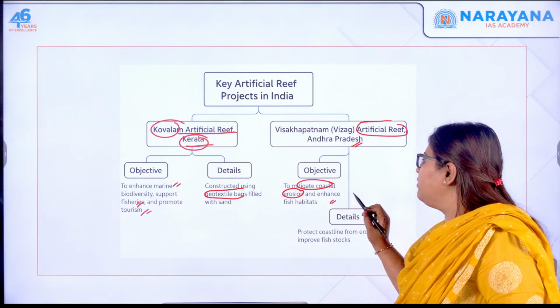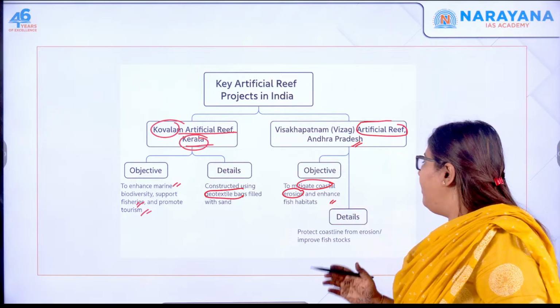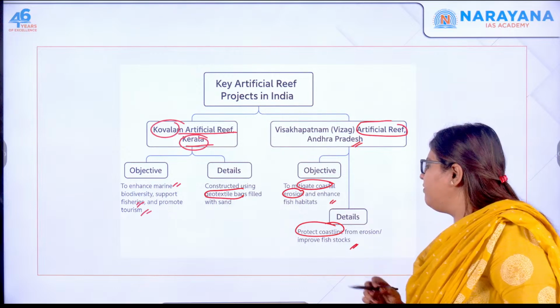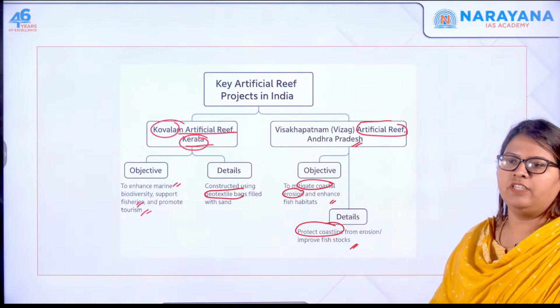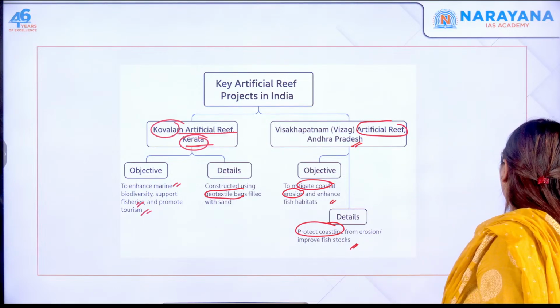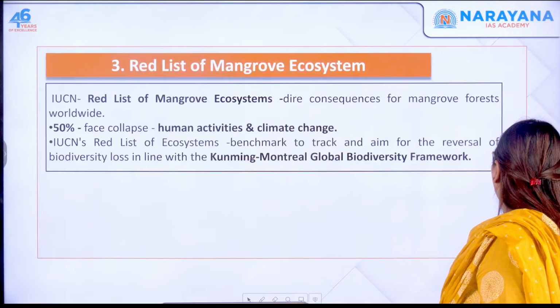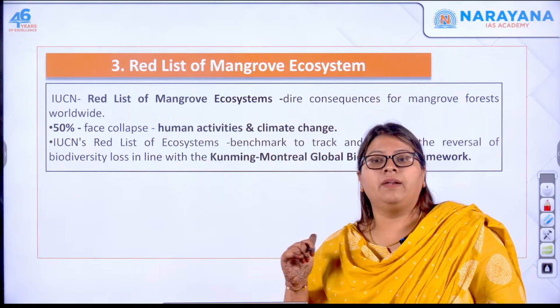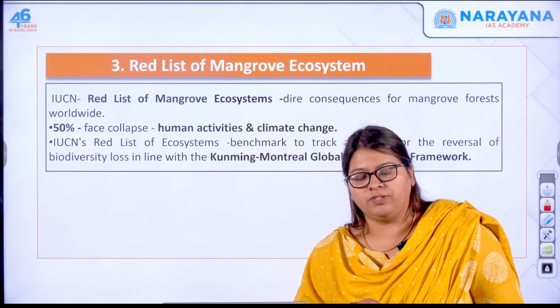Okay, and also to enhance the fish habitats. The details is it was actually introduced to protect the coastline from erosion and improve the fish stocks. So here we are actually done with the second topic, that is artificial reefs. Next one, very important topic: red list of mangrove ecosystem.